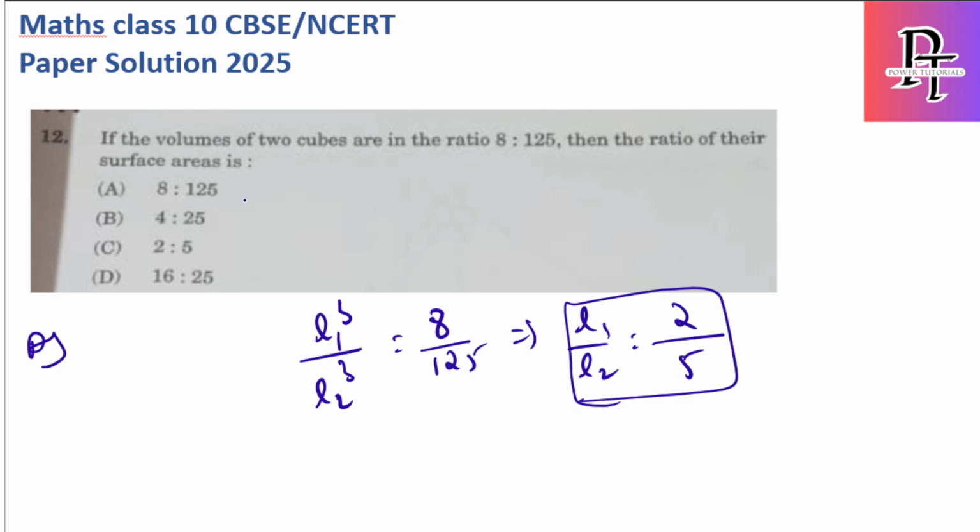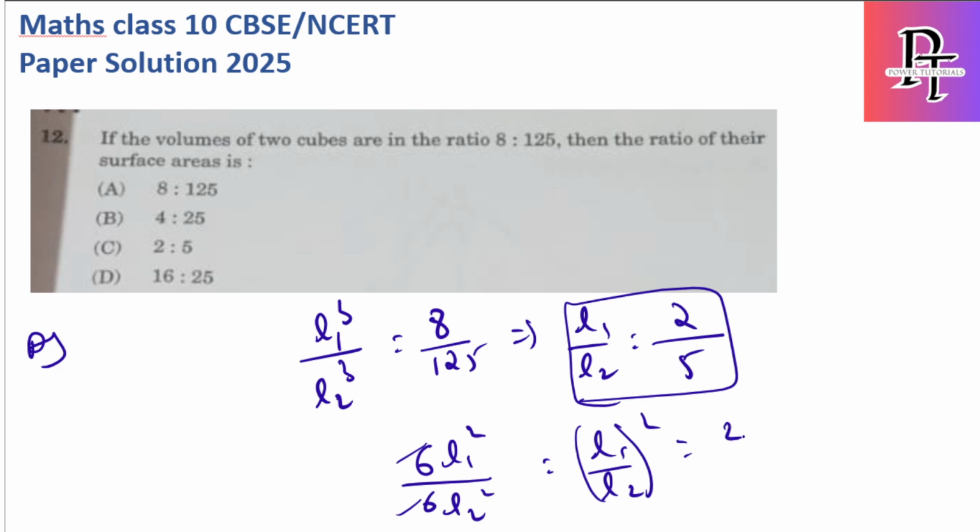What they are asking is the ratio of the surface areas. So let's consider the total surface areas. The formula is 6 L1 square by 6 L2 square. 6 gets cancelled out, and it is L1 by L2 whole square, which is 2 by 5 whole square, 4 by 25. So 4 is to 25 is the right answer. Let's move to 13th.